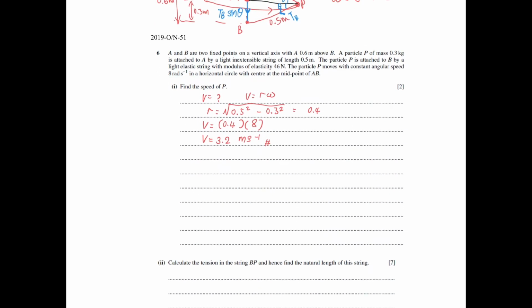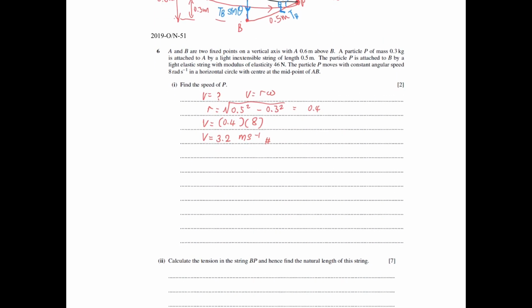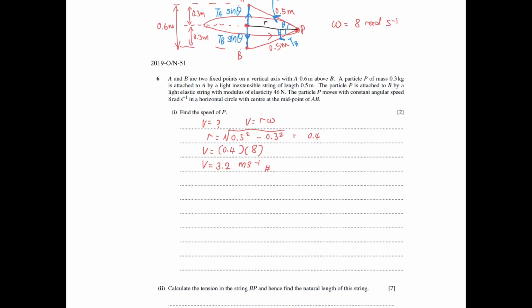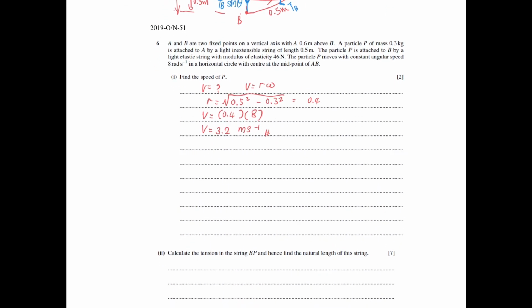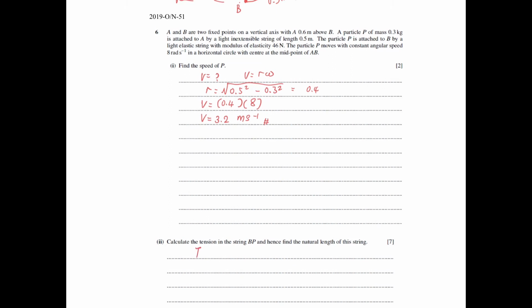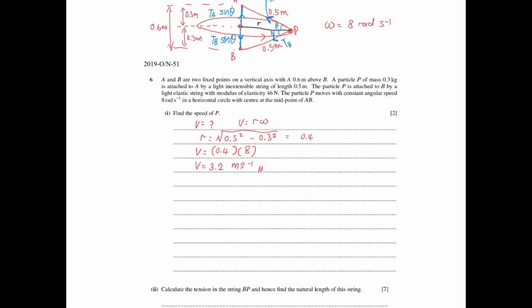Okay, so let's work it out. We use the concept where TA sine theta equals TB sine theta. So I find theta first. Theta is very easy to find. We use the length to help.